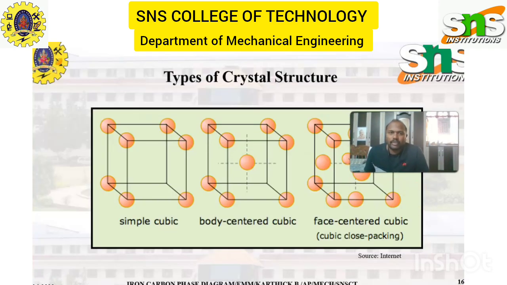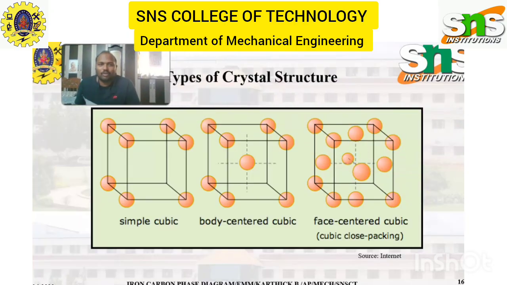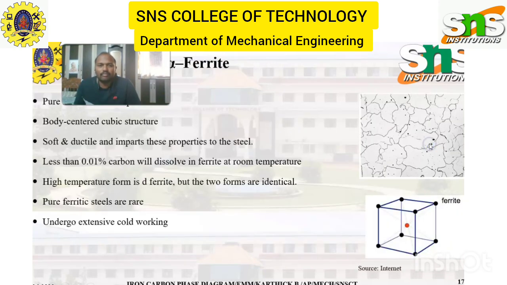before going to that point, I have to mention something we have normally seen in physics. It is simple cubic, where we have 8 atoms at the 8 corners. Body centered cubic has 8 atoms at the 8 corners and a single atom at the center. With atoms at the 8 corners and at each of the faces, that forms the face centered cubic, which is a closely packed one. So these are nothing but the crystal structures.